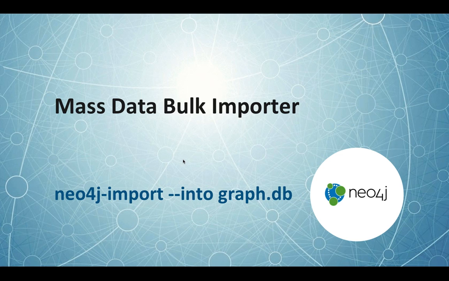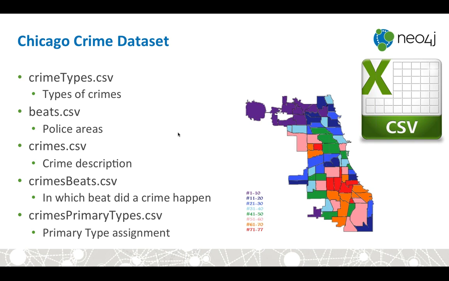Okay, next in line is the mass data importer, which comes as Neo4j import tool, also in the bin directory, and you can provide it a target. And as I mentioned, it's really memory efficient and scalable, and can be used really nicely for large data sets.